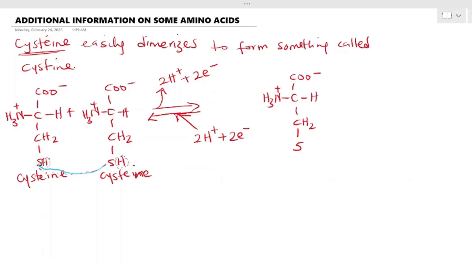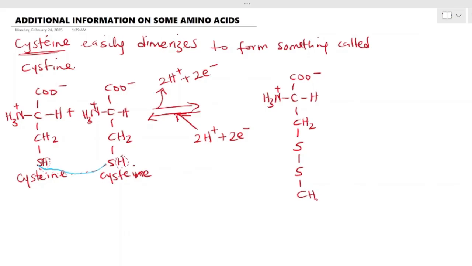All right, so that S and that S join together to form a disulfide bond. Okay, so I'll go back to my red to complete my structure. You come here now and you see that this S, which is the S of this other one, is attached right to the second cysteine molecule.